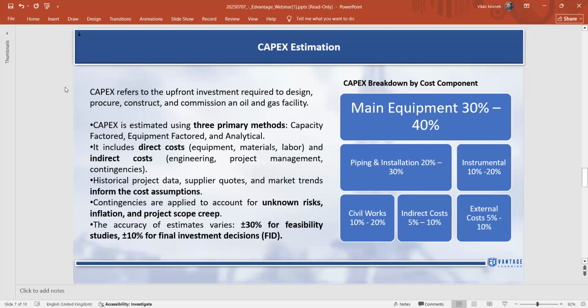So the main equipment in capex, let's say the main drilling equipment or the facility equipment, would basically be the main equipment cost, which will be around 30 to 40%. These are just general, overall numbers; each field or each type of area has a different cost structure. Pipeline installation maybe 20 to 30%, instrumentation cost maybe 10 to 20%, civil works, let's say the labor and other costs, you might have 10 to 20%, indirect costs, something extra, maybe 5 to 10%, and admin or general cost can be around 5 to 10%. So your capex estimation is very important.